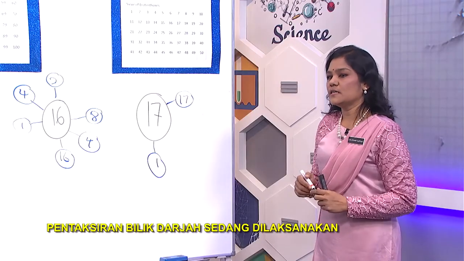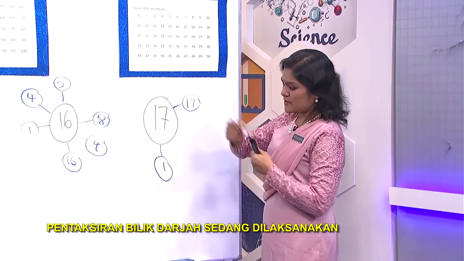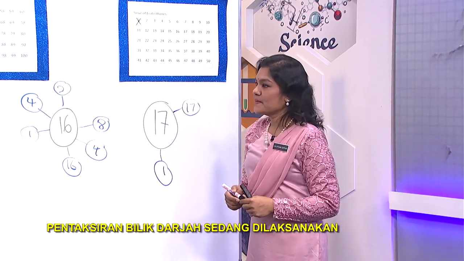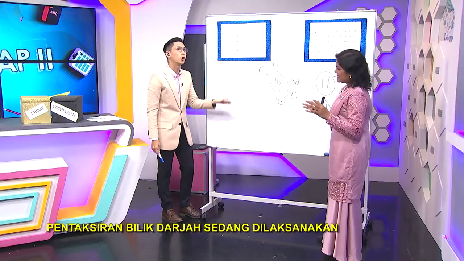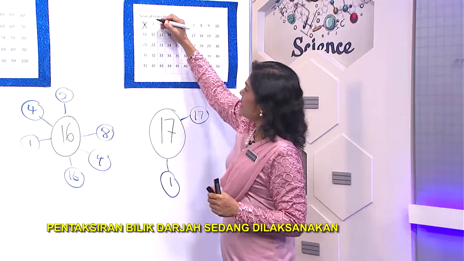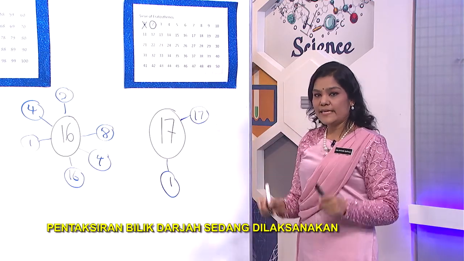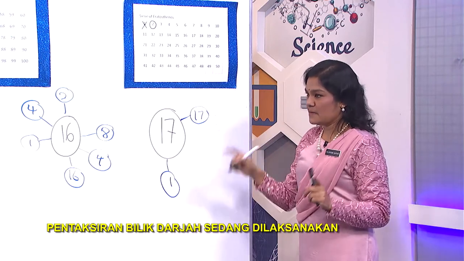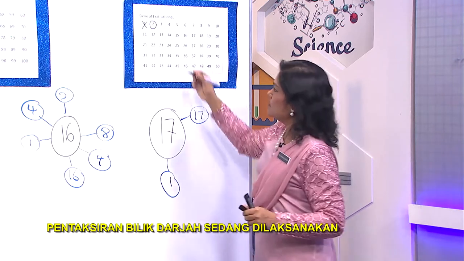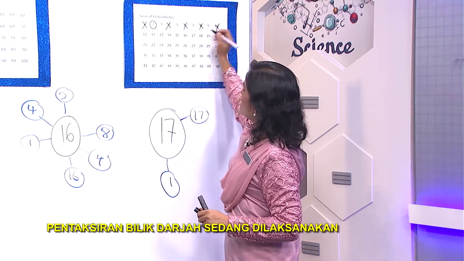Next, we move to the sieve of Eratosthenes. Here we have 1 to 50. What Eratosthenes said is, we cross out number 1, because it is neither prime nor composite, as it has only one factor. Then I circle the second one. As we discussed just now, 2 is the only even prime number. After you circle this, you have to cross out all the multiples of 2. What are they? 2, 4, 6, 8, 10, 12.